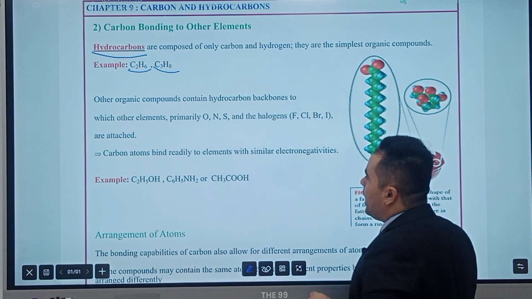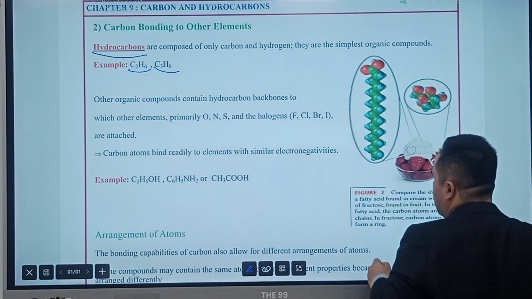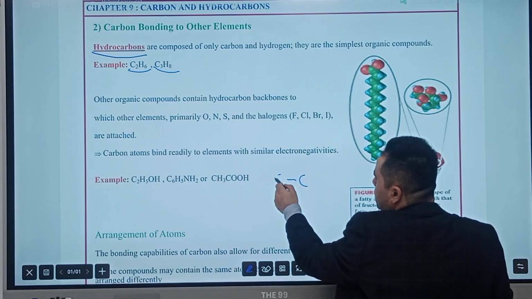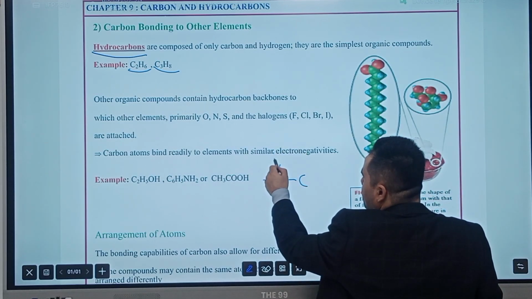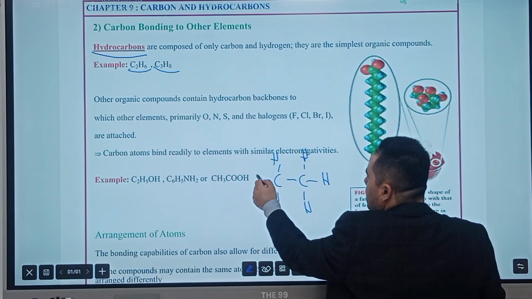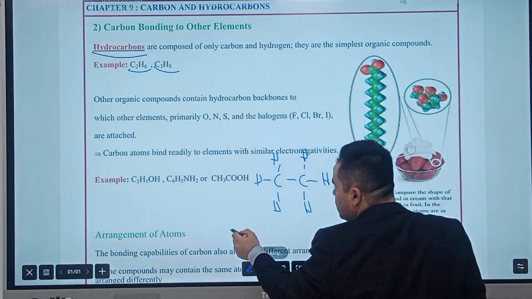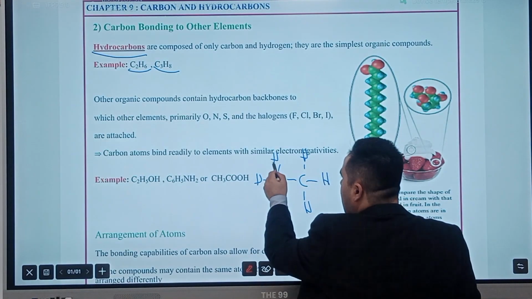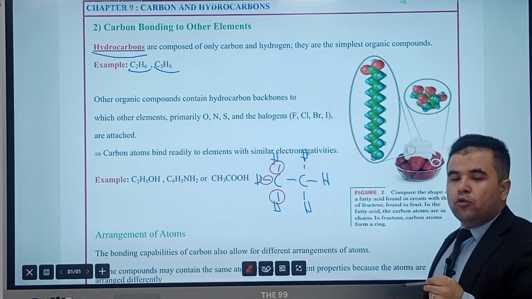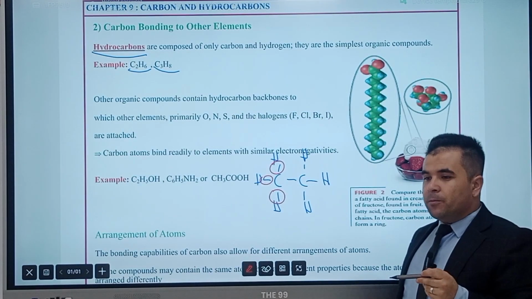In a hydrocarbon, guys, the hydrogen is bonded. Let me draw the bonding structure of C2H6. Here we have the C2H6 structure. As you can see, the hydrogen is bonded with the carbon, that's the carbon bonding to the other element.